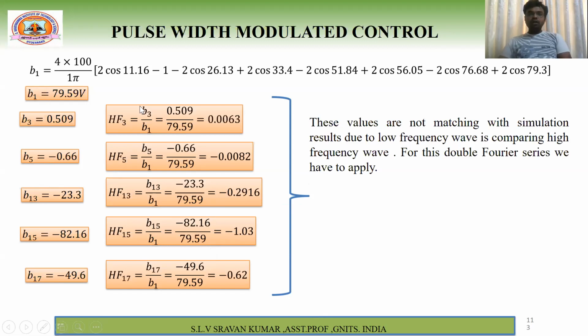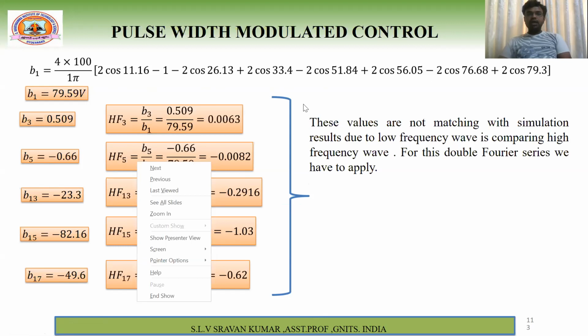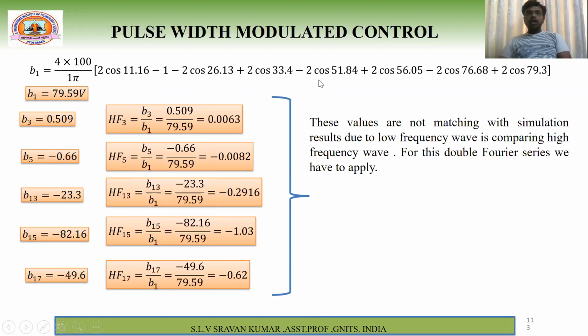But in sinusoidal PWM, this Bn expression, whatever we are writing here, if you use it for harmonic magnitudes, it won't match. This is very useful only to find out the fundamental component. Why are you not getting it? These values are not matching with the simulation result because a low frequency wave is being compared with a high frequency wave.